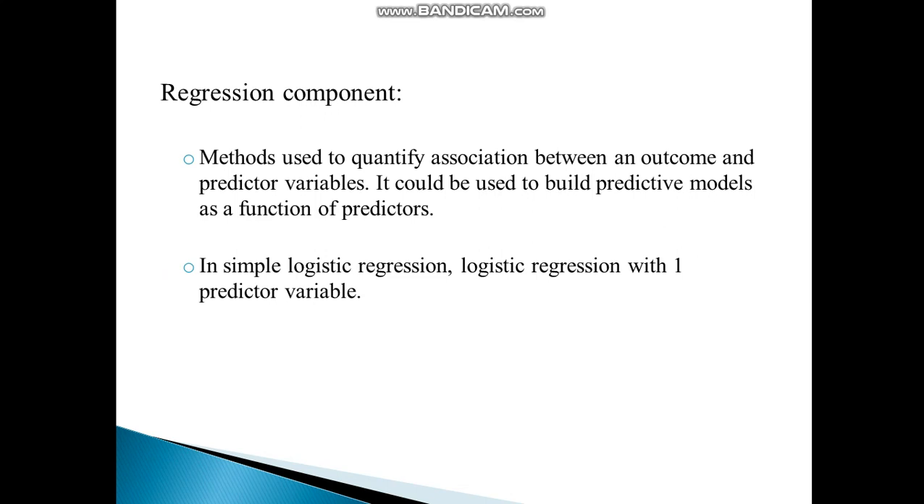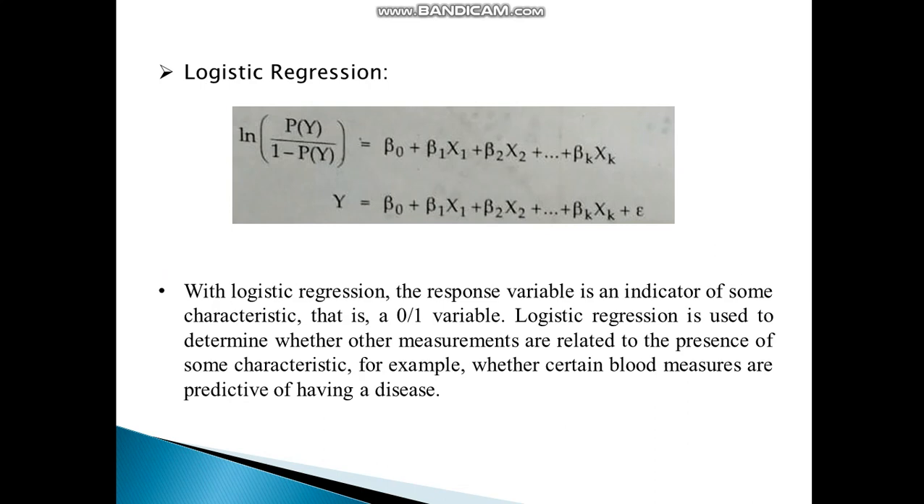Next one is the regression component. These are methods used to quantify the association between an outcome and predictor variables. It could be used to build a predictive model as a function of predictors. In simple logistic regression with one predictor variable, this is the formula for the logistic regression.